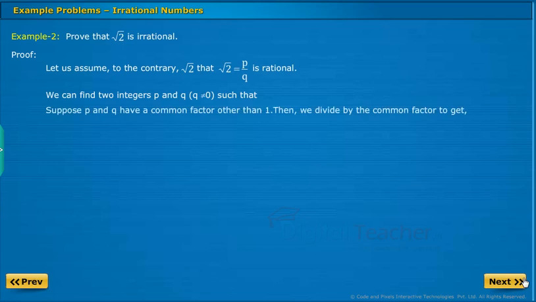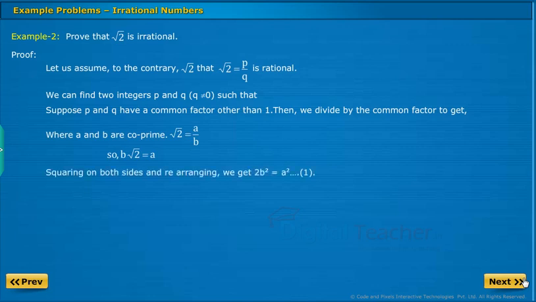Suppose p and q have a common factor other than 1. Then we divide the numbers by the common factor to get root 2 is equal to a by b, where a and b are co-prime numbers. So, b root 2 is equal to a. By squaring on both sides, we get equation 1 as shown on the screen.